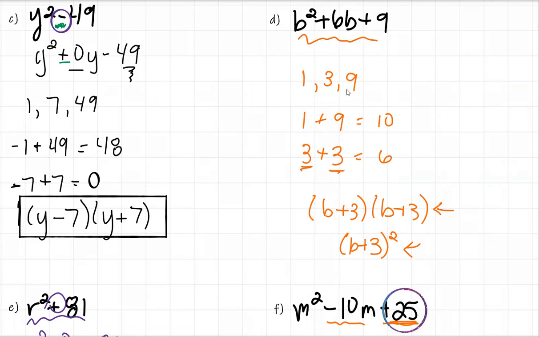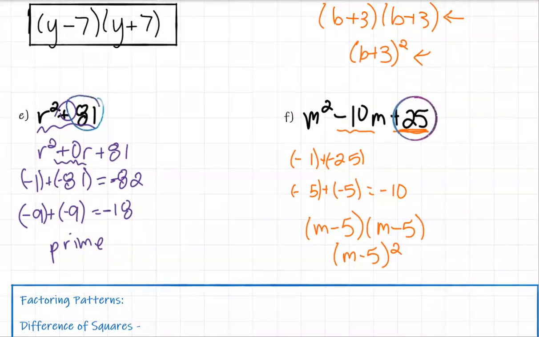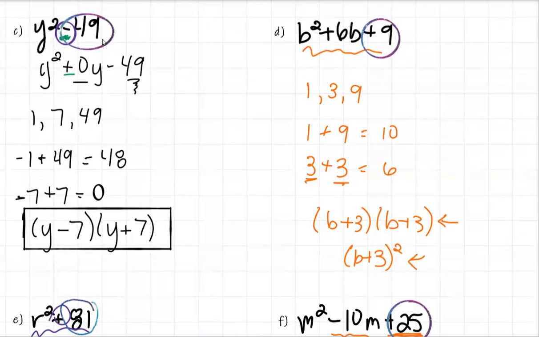Perfect squares, we have 25 is a perfect square, 9 is a perfect square, 49 is a perfect square, and 81 is a perfect square. All right, they're all perfect squares. And we can use those to our advantage because if you notice, they all had a pattern. Whenever I had y squared minus 49, that was just 7 and 7 with opposite signs. Whenever I had a perfect square 9 here, those were b plus 3, b plus 3.